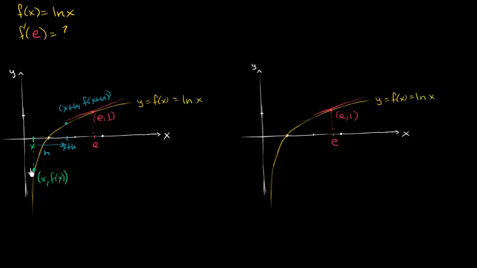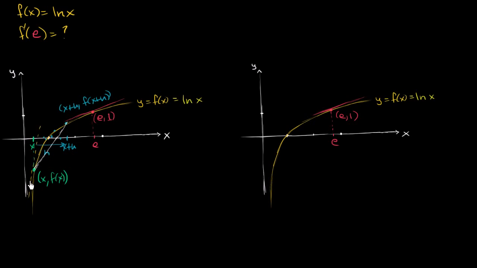Now, the whole underlying idea of the formal definition of the derivative is to find the slope of the secant line between these 2 points, and then take the limit as h approaches 0. As h gets closer and closer, this point is going to approach x on the curve, and the secant line is going to become a better and better approximation of the tangent line at x. So let's actually do that.